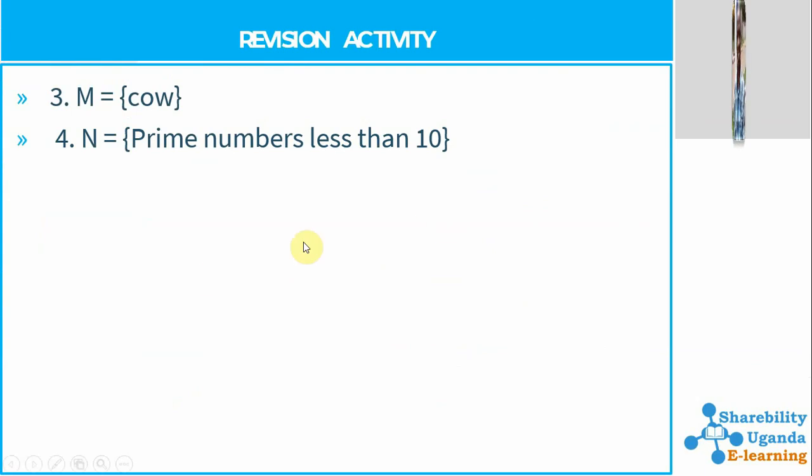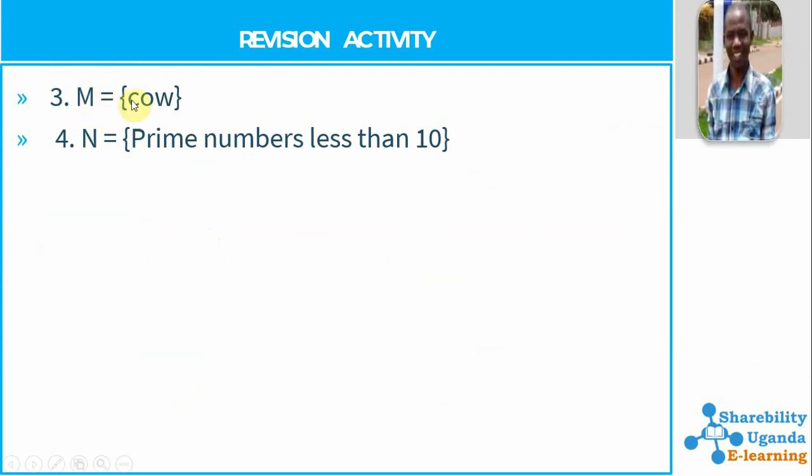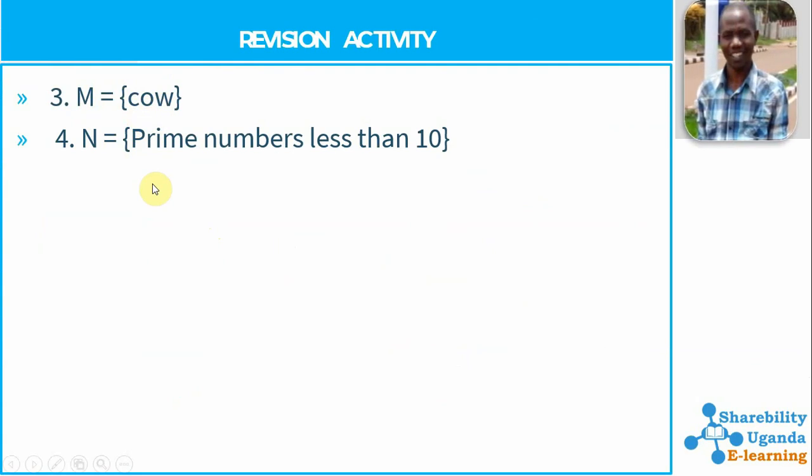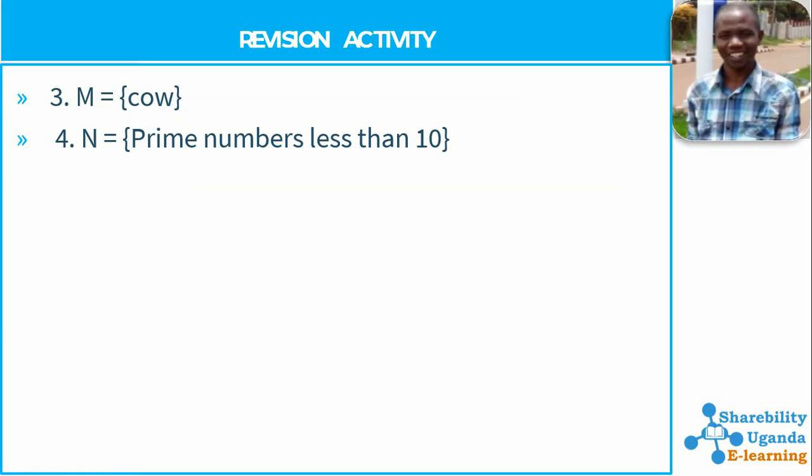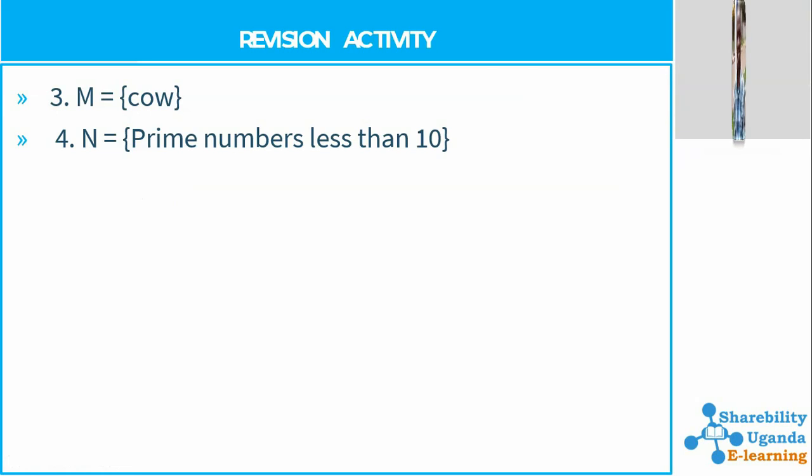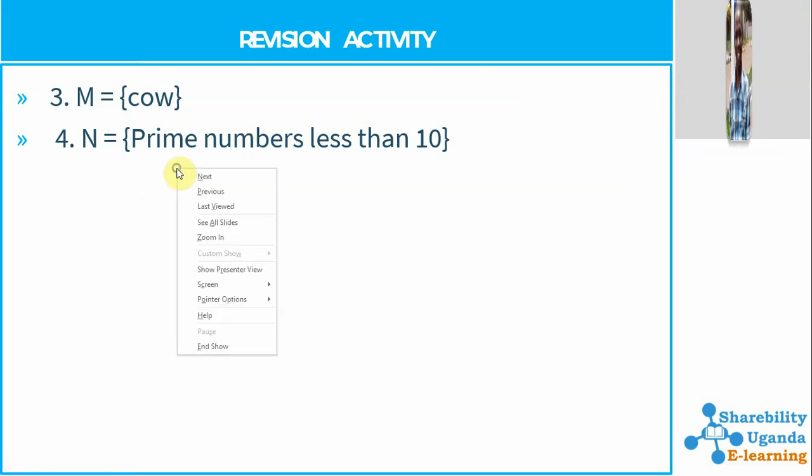This is our question, and I've put it under the activity. Let's look at this question. Our question 3 has set M with an element called the cow. They want us to find the number of subsets which are going to be in our set. Let me get a pen here.